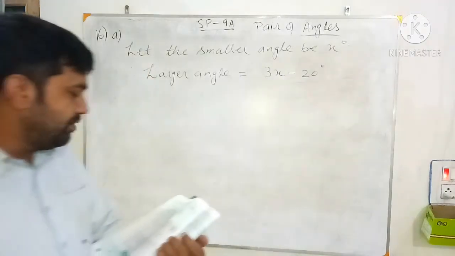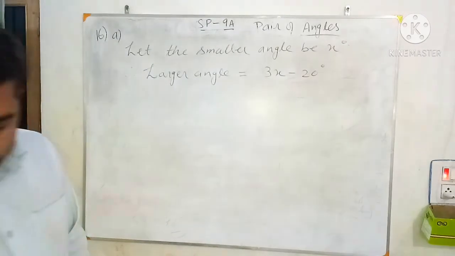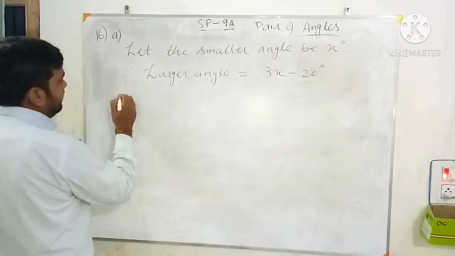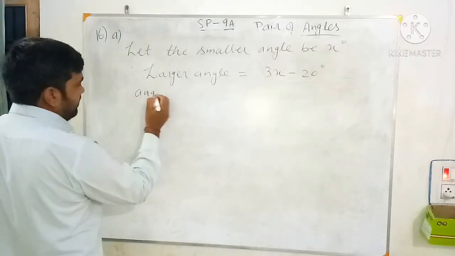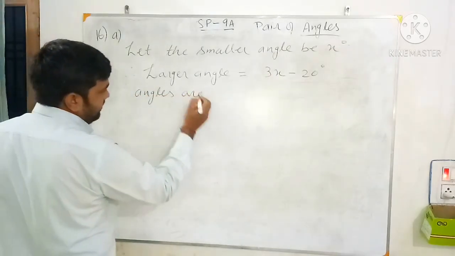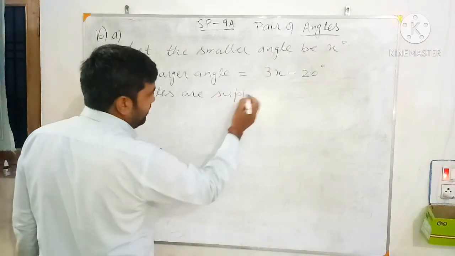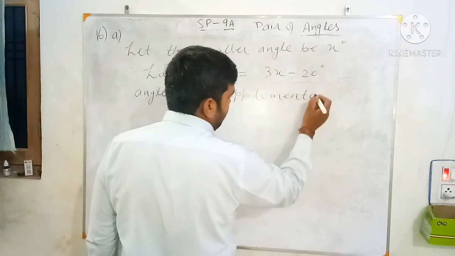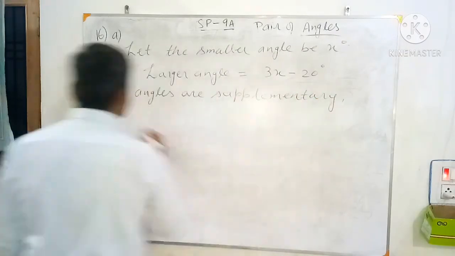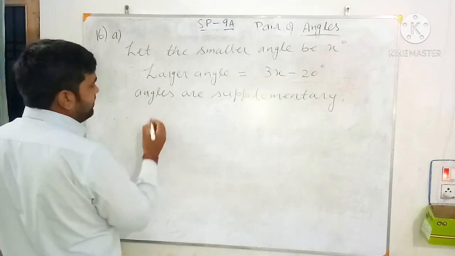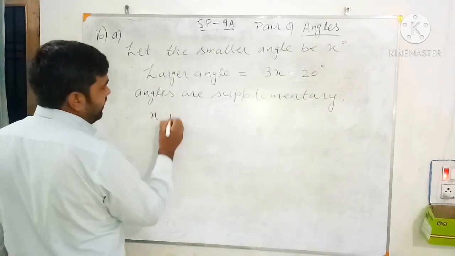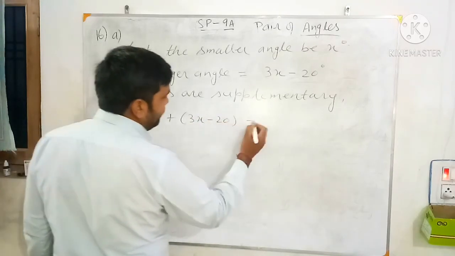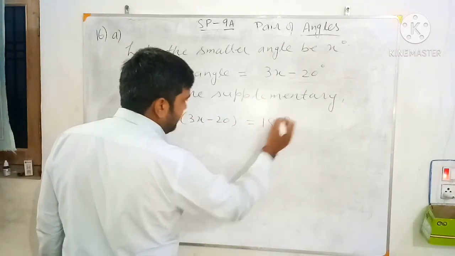Now, since these two angles are supplementary, it is given in the question. Since the angles are supplementary, therefore their sum is 180 degrees. Now x plus 3x minus 20 gives you 180 degrees.